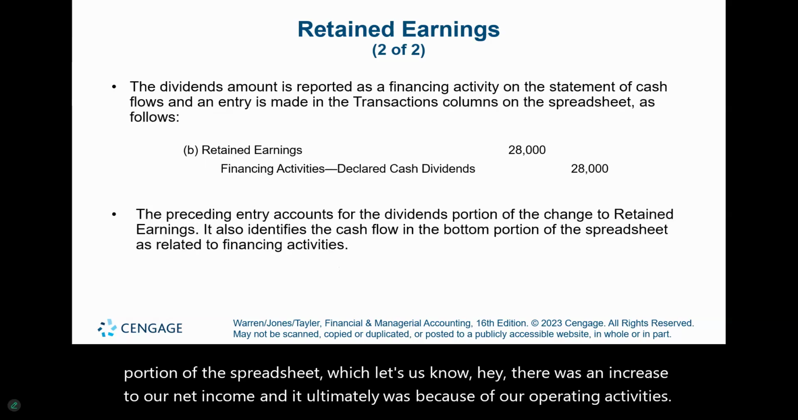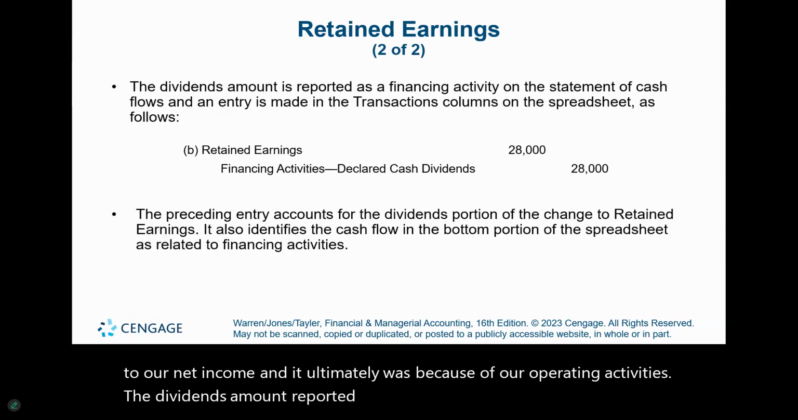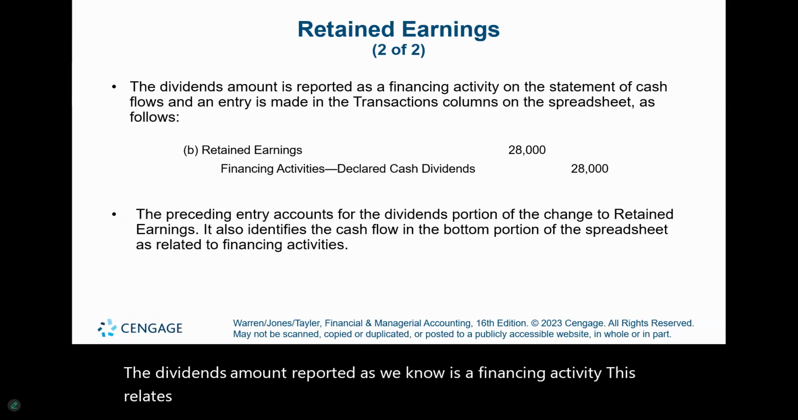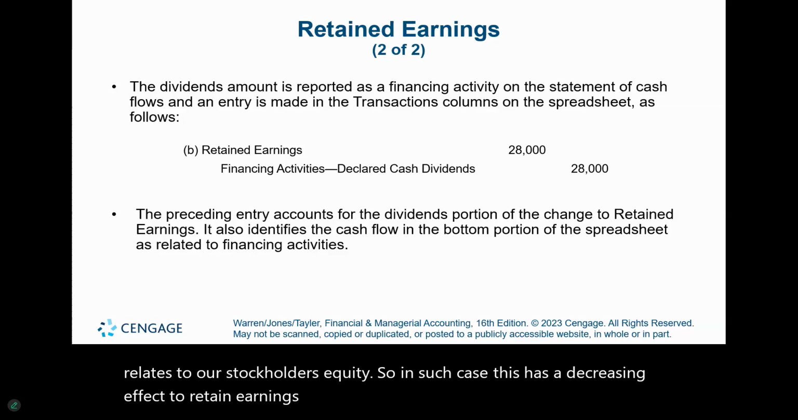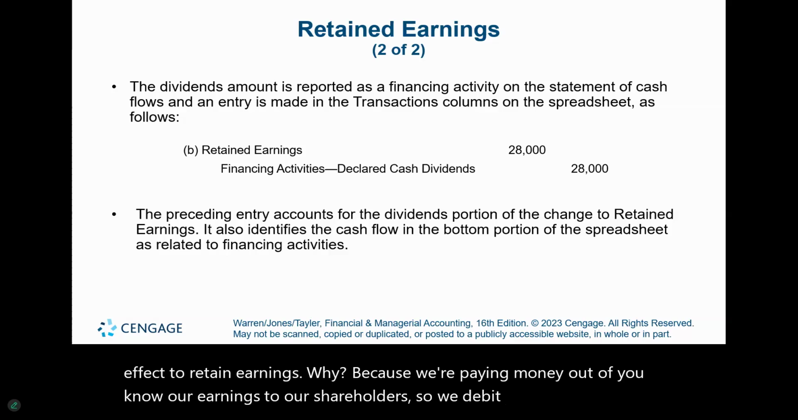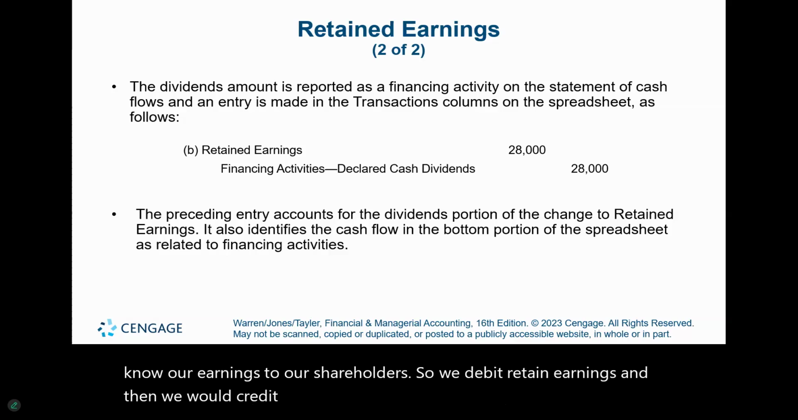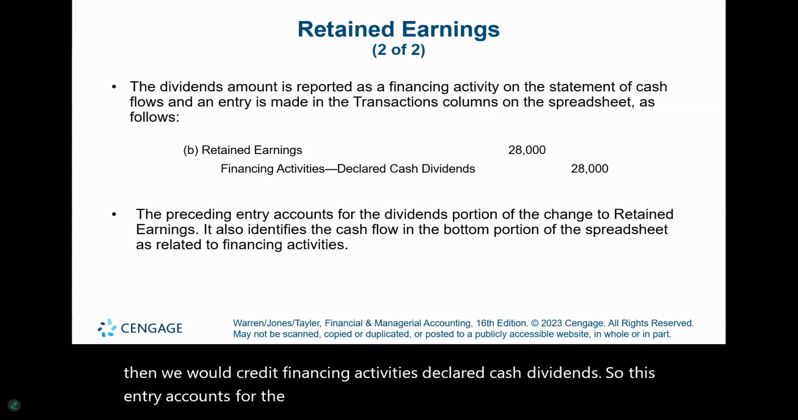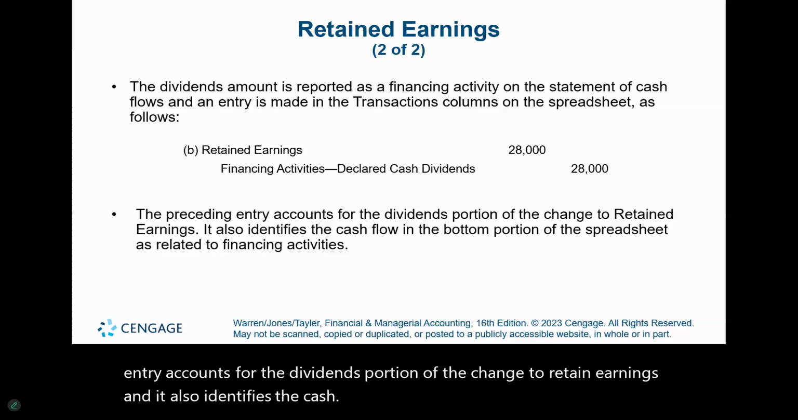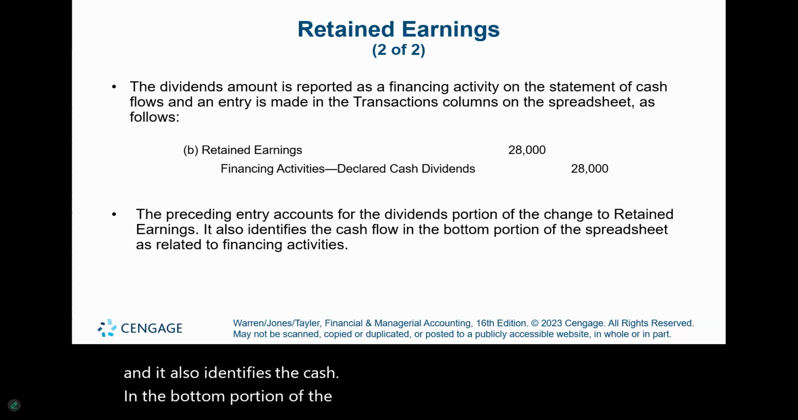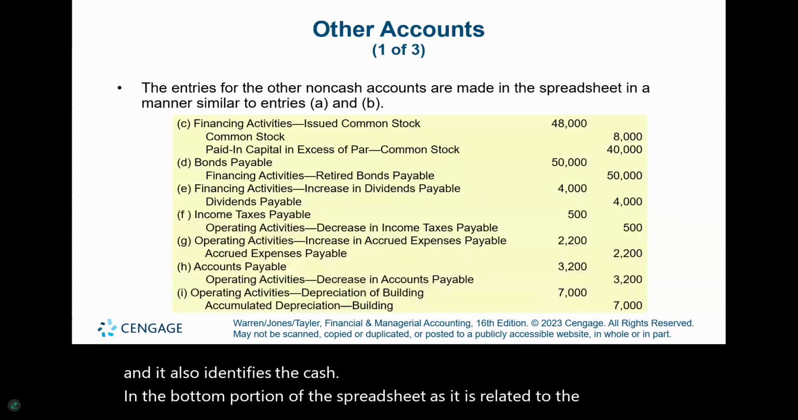The dividends amount reported, as we know, is a financing activity. This relates to our stockholders' equity. So in such case, this has a decreasing effect to retained earnings. Why? Because we're paying money out of our earnings to our shareholders. So we debit retained earnings, and then we would credit financing activities, declared cash dividends. So this entry accounts for the dividends portion of the change to retained earnings, and it also identifies the cash flow in the bottom portion of the spreadsheet as it is related to the financing activities.